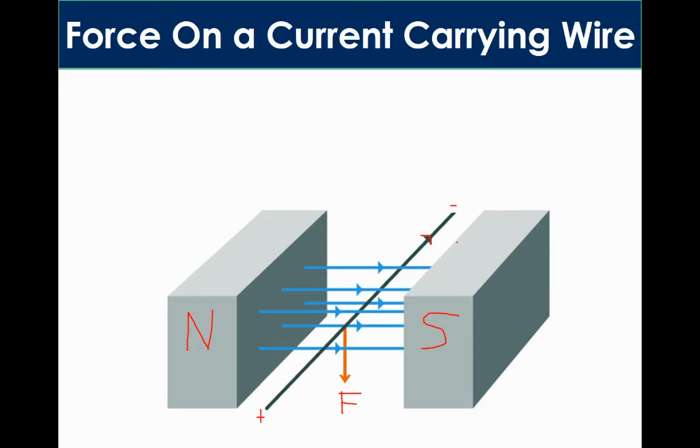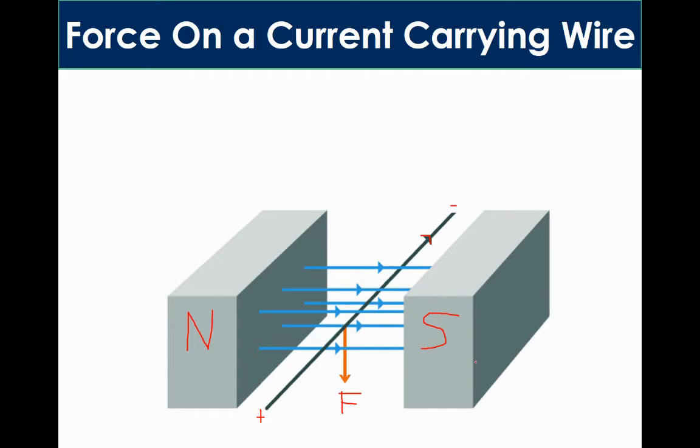So what is going on? Well, the wire makes a magnetic field around it that's circular, like I said on slide 1. That magnetic field interacts with the permanent magnetic field from the permanent magnets, and if you have two magnetic fields together, they can either attract or repel. And in this case, it's going to repel the wire downwards.